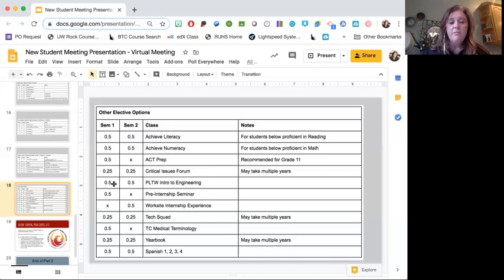Another class that we offer, I referenced Intro to Engineering on the previous page with the science classes. If you want to take Principles of Engineering, you do need to take Intro to Engineering first. This is a year-long course. It does not count for science, it only counts for elective credit, but it does need to be taken prior to taking Principles of Engineering.